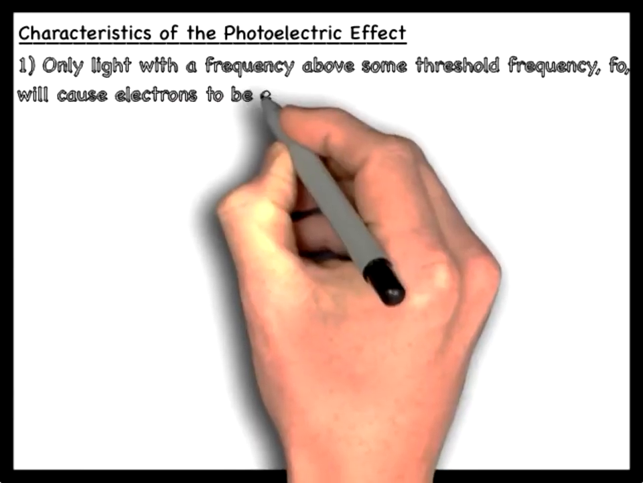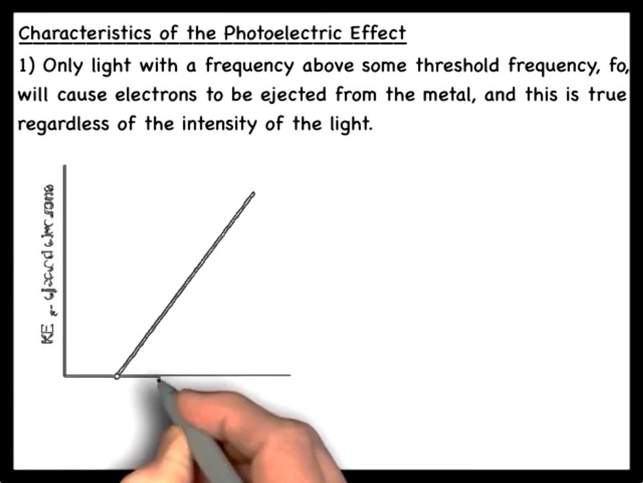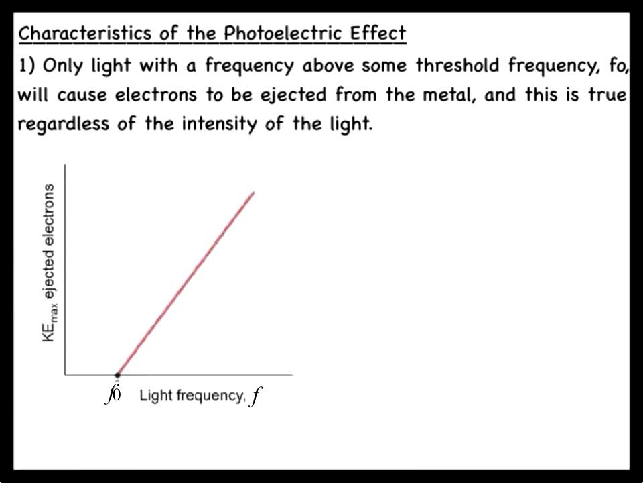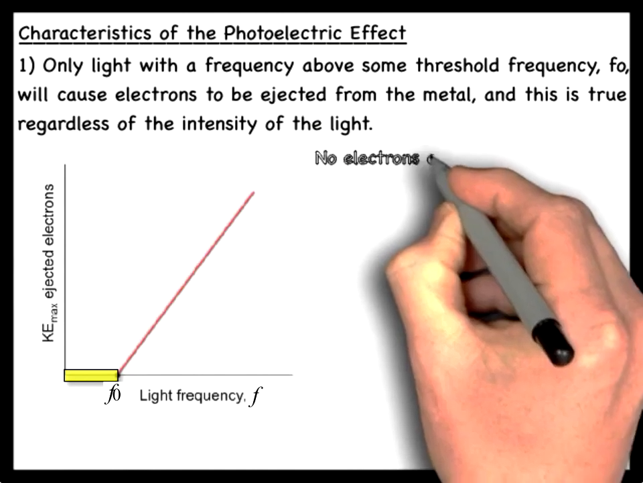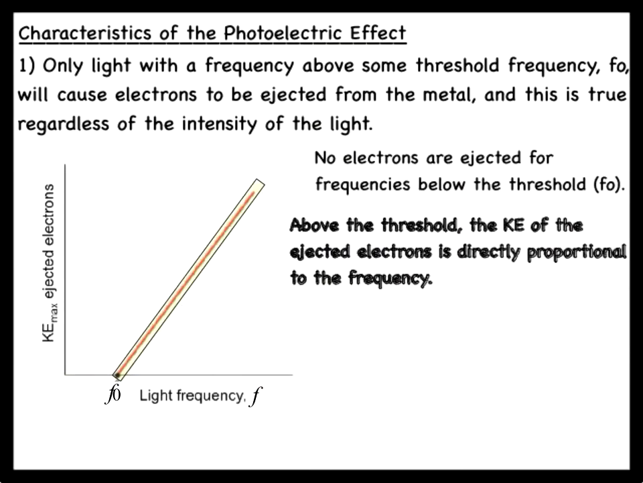First, only light with a frequency above some threshold frequency, f0, will cause electrons to be ejected from the metal, and this is true regardless of the intensity of the light. Let's make a plot of the maximum kinetic energy of the ejected electrons versus frequency. Notice that no electrons are ejected for frequencies below the threshold frequency. Above the threshold frequency, the energy of the ejected electrons is directly proportional to the frequency.